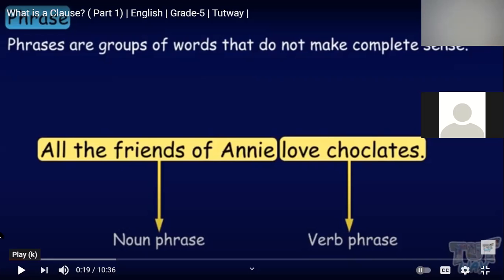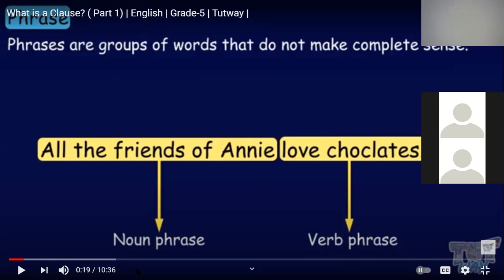So look here, this is an example. All the friends of Anna love chocolates. Here, it's a full sentence. All the friends of Anna love chocolates. And we have two phrases in this sentence: noun phrase and verb phrase.